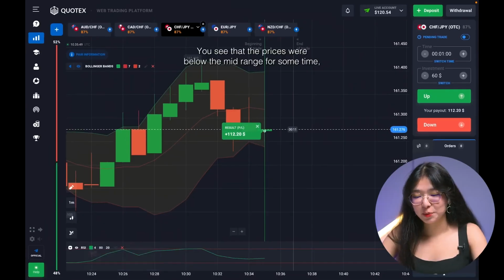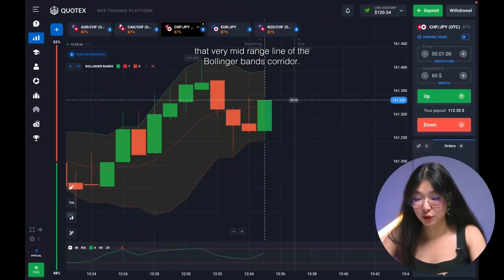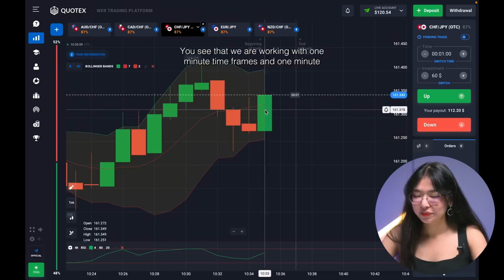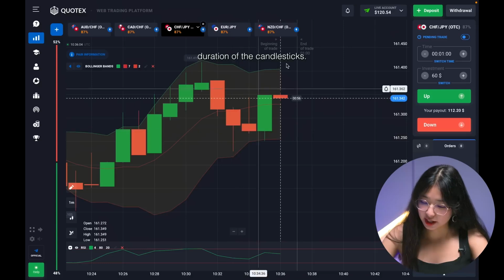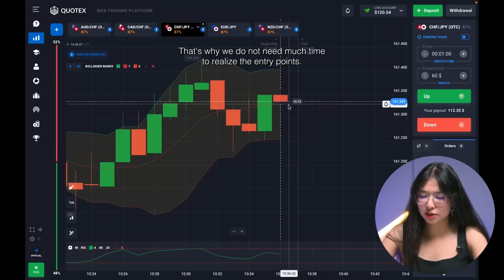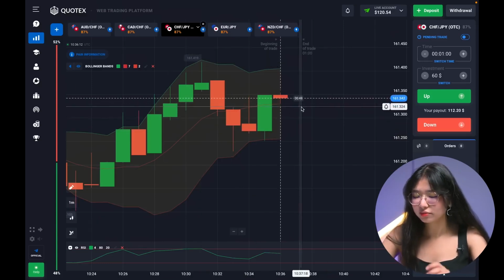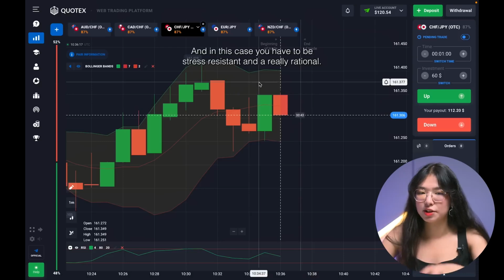So guys, you see that the prices were below the mid-range for some time, that very mid-range line of the Bollinger Bands corridor, and that's why it was a great decision for us to grab our money. You see that we're working with a 1 minute time frame and 1 minute candlesticks. That's why we don't need much time to realize the entry points, guys. In this case, you have to be stress-resistant and really rational.